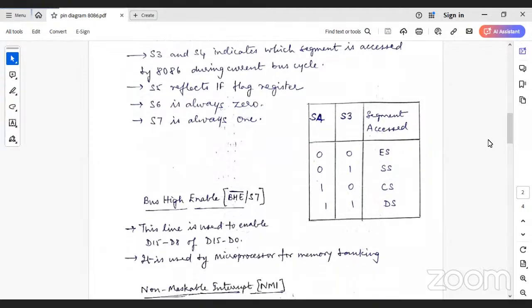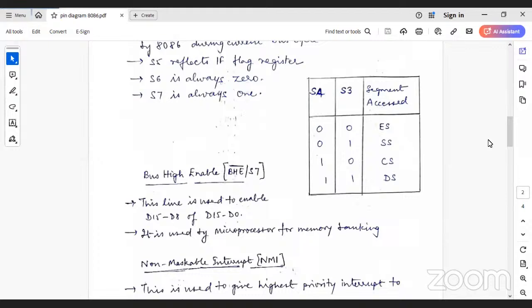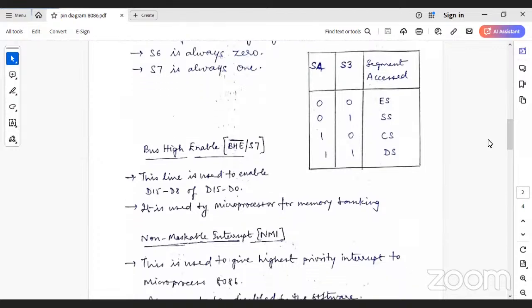Now this we will come to again a little later, how this is used in connection with the other functions of the processor. Now, BHE bar slash S7. As you can see, the full form of BHE is bus high enable. Now this line is used to enable your data lines. Which data lines? This is the higher byte of the data lines. So D15 to D8 will be the higher byte of the data lines. D0 to D7 is the lower byte. After that, D8 to D15 is your higher byte. So to enable that, they will use this further.